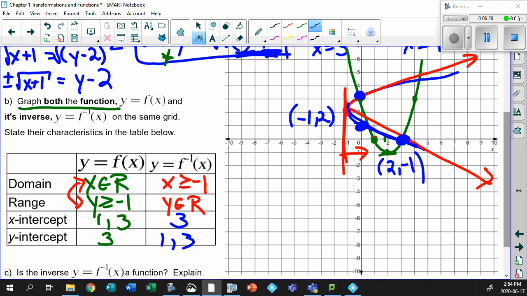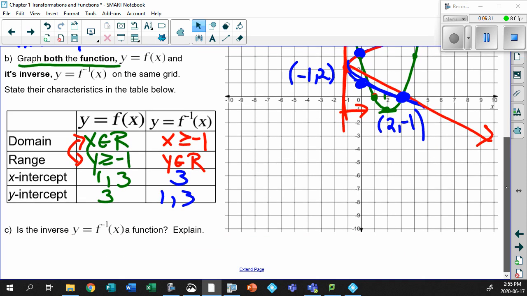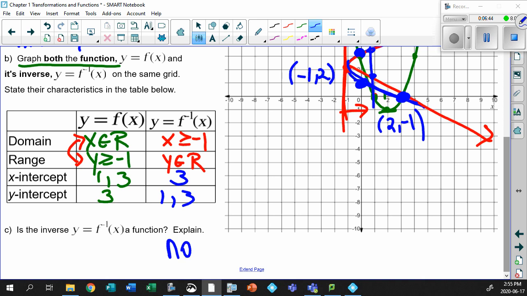Now, the cool thing here is, if you go down here, is the inverse of this a function? Let's do a vertical line test. You'll find out right away. It cuts in 2 places, so in fact, no. Now, you could have done that off the original: the horizontal line test off the original graph in green here, of course, intersects in 2 places. So that tells you no right away.